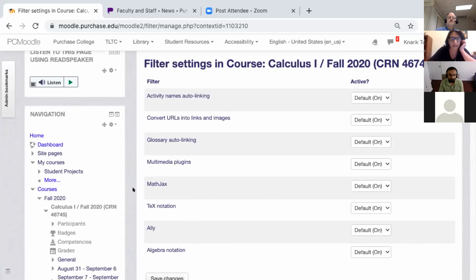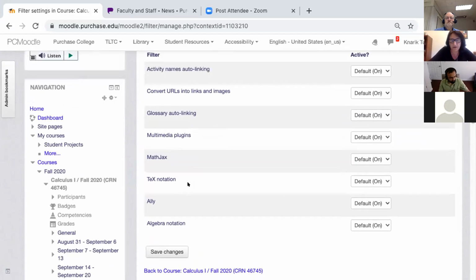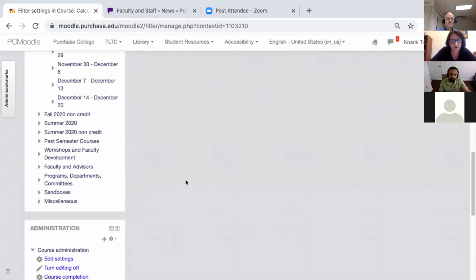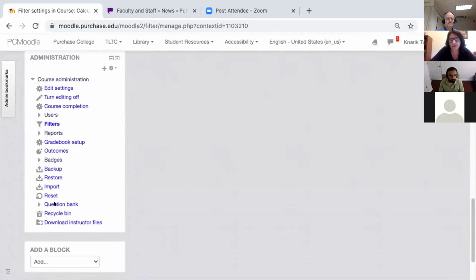There is another filter called algebra notation, and there is another one I will talk about at the end of my presentation part. For now, we will concentrate on these two. As long as these two are on, everything else will work. So once you check that these filters are on, we can go to the question bank.